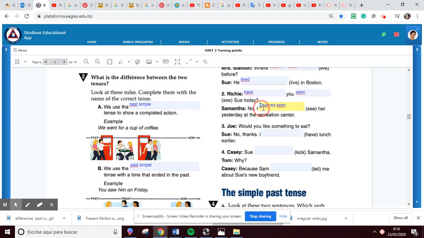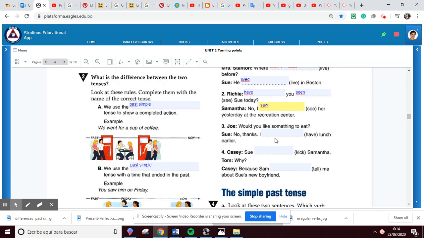No, I have not seen her yesterday at the recreation center. So I have chosen the present perfect tense. We have a look at this one. "Yesterday." Yesterday is a word that is telling you that the action happens in the past, and it was an action that finished yesterday. So here we don't have to use the present perfect tense. We need to change it into the past simple tense. So what's the past tense of see?